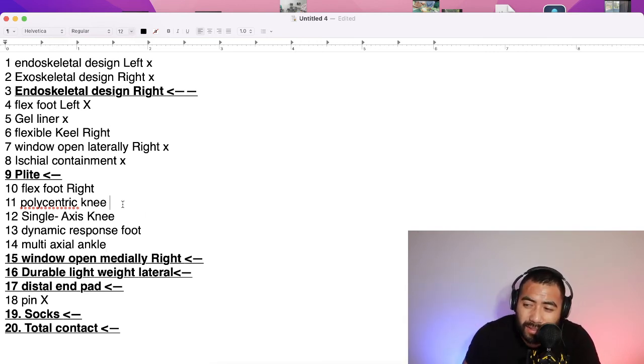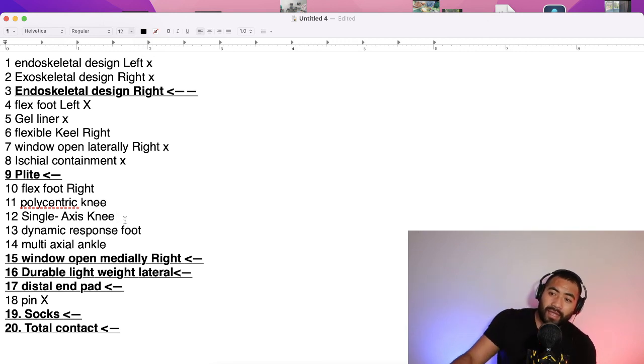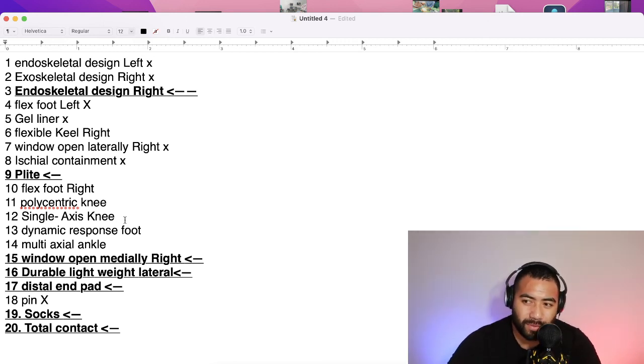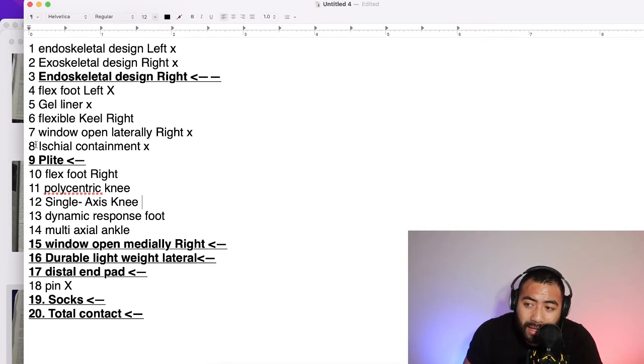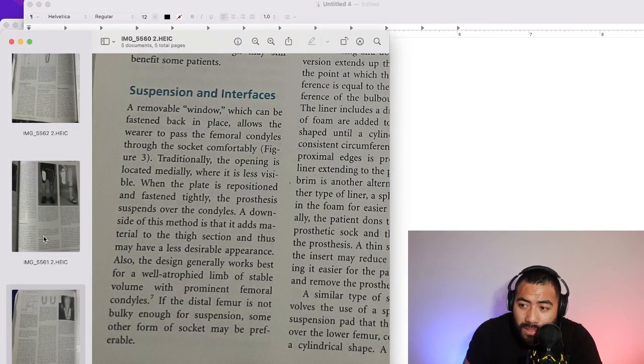Are there knees here? So we got a polycentric knee, a single axis knee. Do you have any other things here? We got a flexible right keel. That's a foot. The flexible foot and right polycentric knee and single axis knee. And dynamic response foot. That's not what we're talking about. Multi-axial ankle. Okay, so let's talk knees here. Polycentric knee. Is that a good choice? Yeah, it's a good choice. Actually, I would consider that a pretty good choice. And then I got a single axis knee. Oh, that's a pretty good choice too.